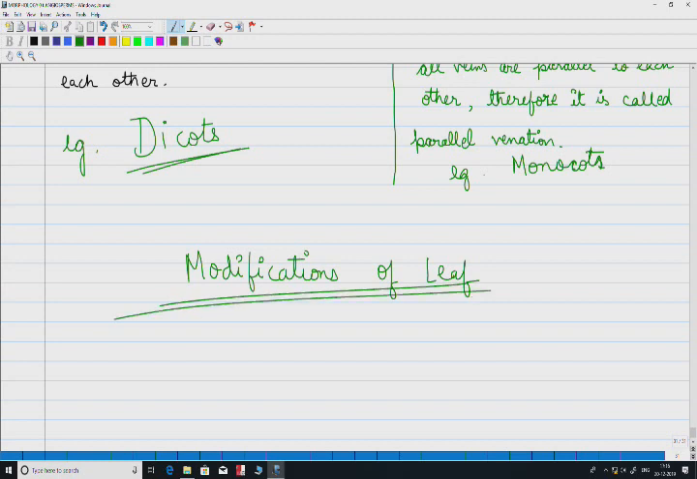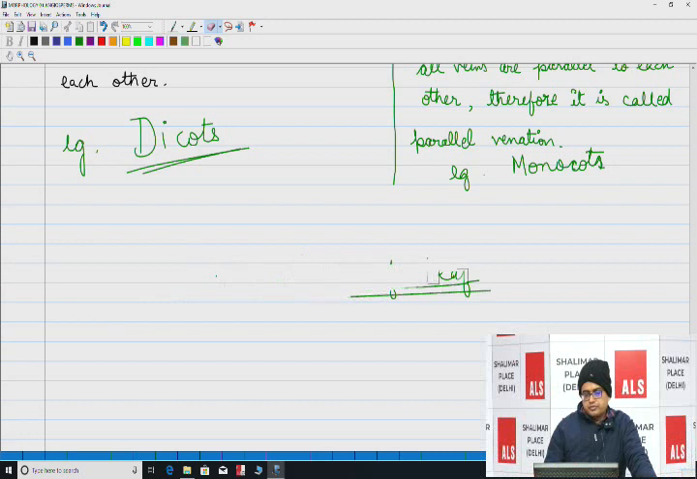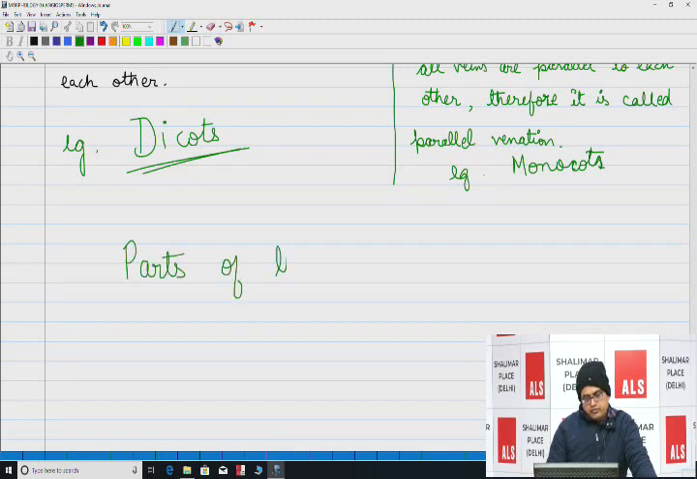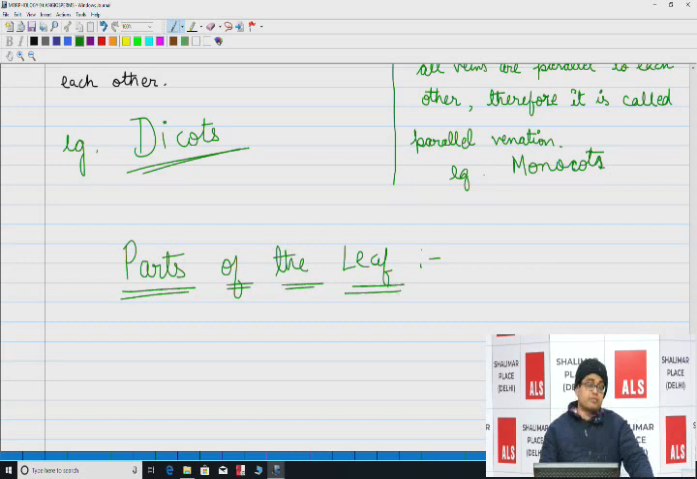So what are the modifications of leaf that are important for exam? Spine is important. Phyllode is important. Phyllode is found in Australian acacia. The leaf has some parts. You wait a second. First of all, I must discuss with you the parts of the leaf. Then you will understand the modifications of leaf better. Parts of the leaf, please put the heading. So let me bring for you some leaves also in the next class to make you understand this point.